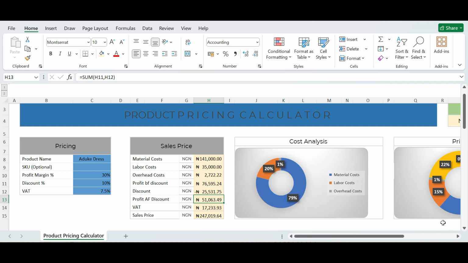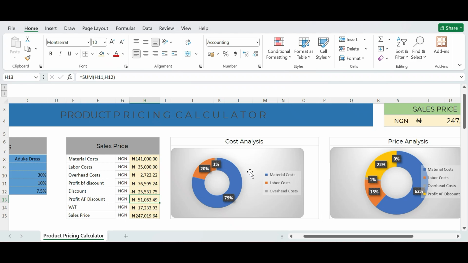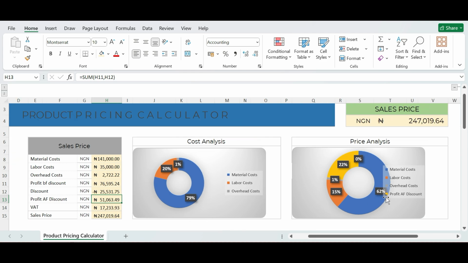Okay, so the next thing I added to the product is the cost analysis. Now, this gives you how many percentage of each cost, right? For example, material cost is taking 79%, labor cost is taking 20%, and overhead cost is 1%. So you know the makeup of your cost. And next is price analysis. It shows that material cost makes up 62% of the pricing, labor makes up 18%, overhead makes up 1%, and then your profit is 22%.